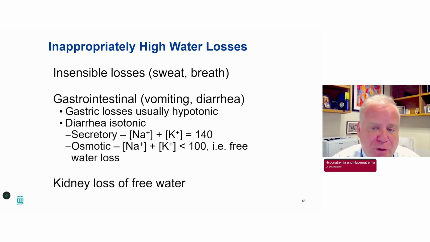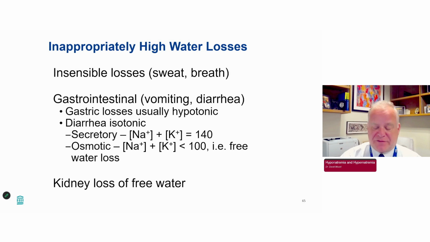So you can have inappropriately high water losses that cause this and decrease your denominator. This is from sweat or breath. I learned this, in terms of how sweaty I got during COVID when I would walk around with an N95 mask and was not exchanging heat, but also probably some degree of water. Vomiting, gastric losses are usually hypotonic. Diarrhea, it's usually isotonic. If it's secretory, your sodium concentration together is about 140. You do get some free water loss with an osmotic diarrhea.